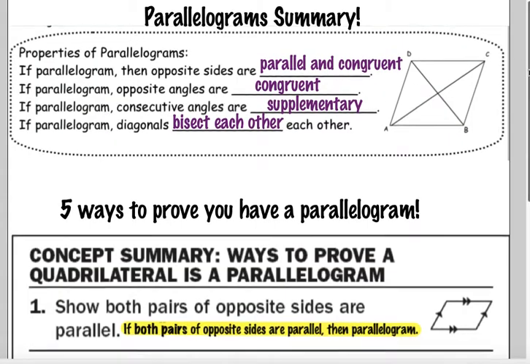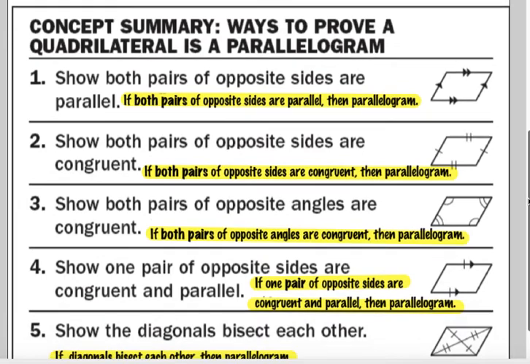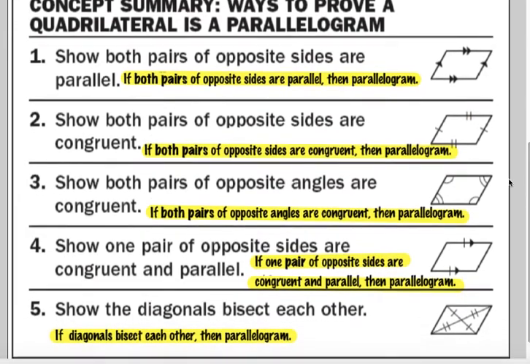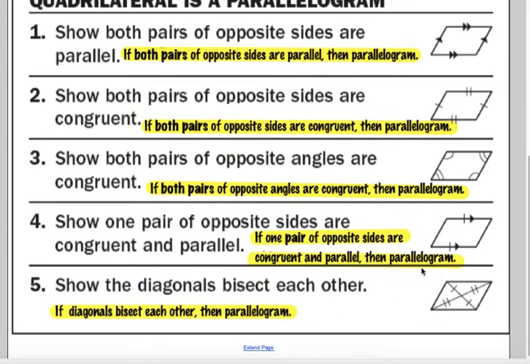If you know any one of these 5 pieces of information, you know you have a parallelogram. Both pairs opposite sides parallel, both pairs opposite sides congruent, both pairs opposite angles congruent, one pair of opposite sides parallel and congruent, and the diagonals bisecting each other. All of those apply to parallelograms. So if you only know those information, then you only have a parallelogram.